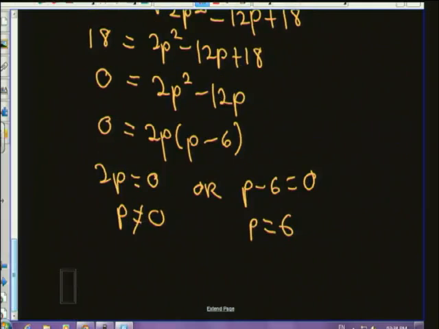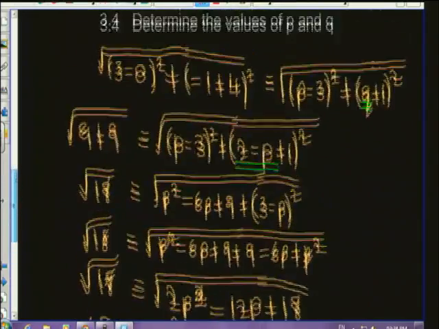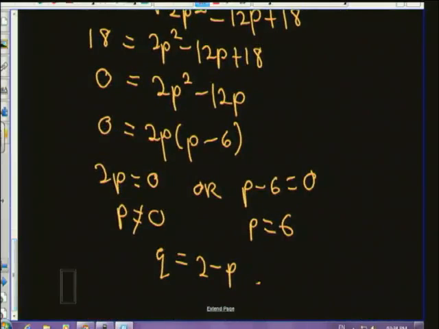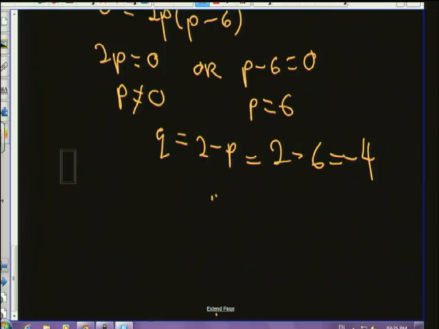Right, so if I know that p is equal to 6, I can therefore work out what q is equal to. I know that q is equal to 2 minus p. Let's go back and just double check that. Yes, q is equal to 2 minus p. So it means that q is equal to 2 minus 6, which is negative 4. Right, so we can say the coordinates of N are: p is equal to 6, and q is equal to negative 4. Right, moving right along.